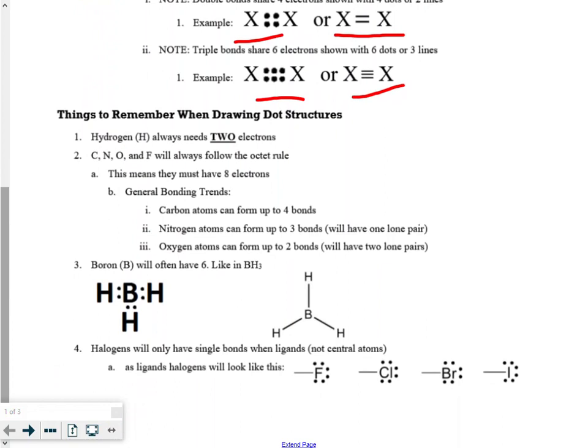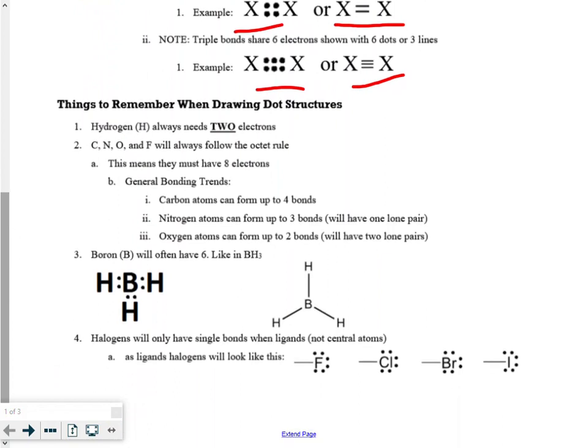Nitrogen forms up to 3 bonds and has 1 lone pair. Oxygen can form up to 2 bonds and will have 2 lone pairs. This boron example, boron will often only have 6. That's another little nuance we'll discuss later. But number 4 here, the halogens will only have single bonds when they're ligands, when they're not central atoms. So fluorine can only have a single bond.